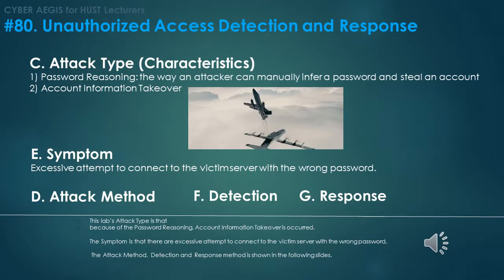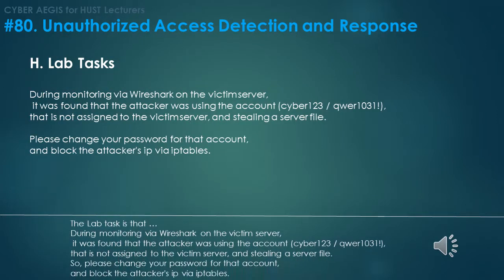This lab's attack type is that, because of password guessing, account information takeover occurs. The symptom is that there are excessive attempts to connect to the victim server with the wrong password. The attack method, detection and response method are shown in the following slides. The lab task is that, during monitoring via Wireshark on the victim server, it was found that the attacker was using the account Cyber123, which is not assigned to the victim server, and stealing a server file. So, please change the password for that account and block the attacker's IP via iptables.